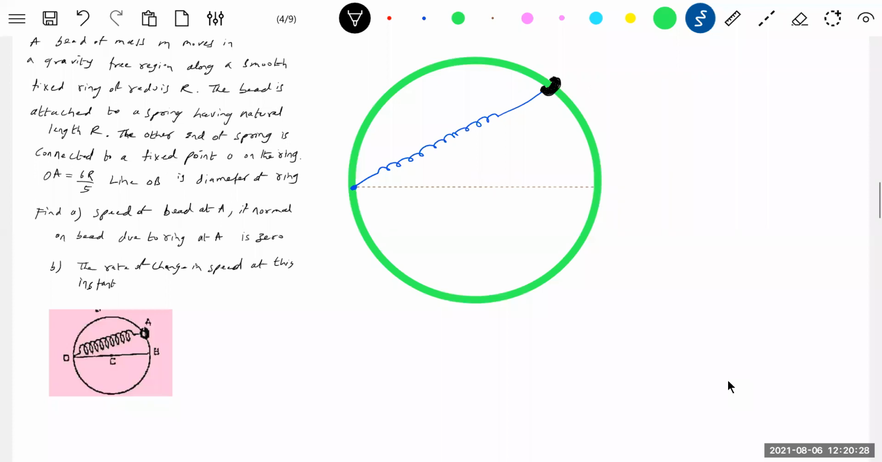There's a bead. This much is there. So there's a point O. This is A. This is B. It will make some angle theta that we don't know. Leave it here. We'll have one more reference line. This is the spring constant of K. Gravity free space.